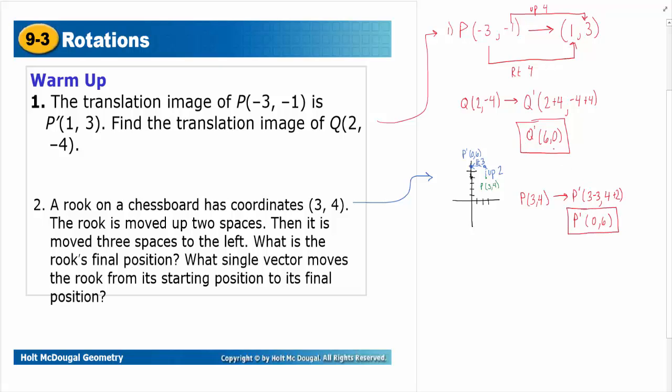The second part of this question says, what single vector moves the rook from its starting position to its final? So I'm going to use what we call component vector format, and what it does is it gives you your horizontal and your vertical movement.